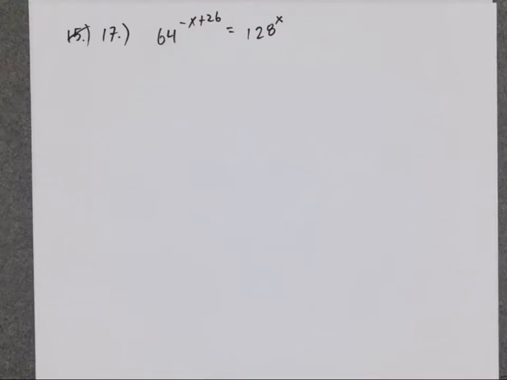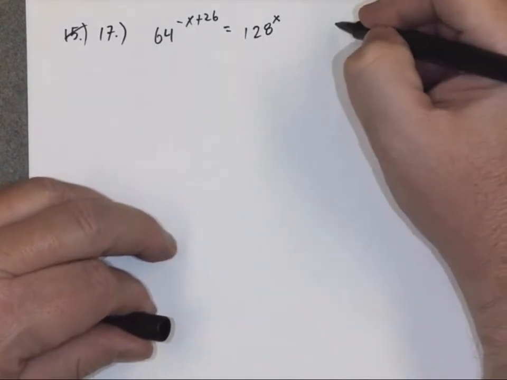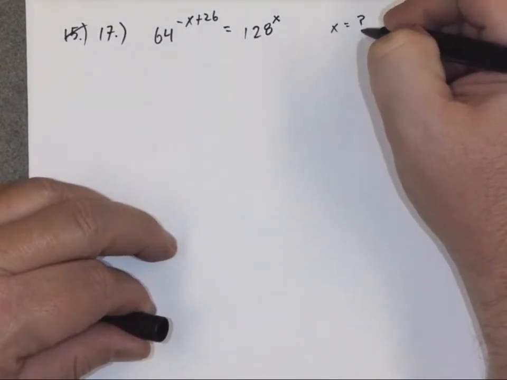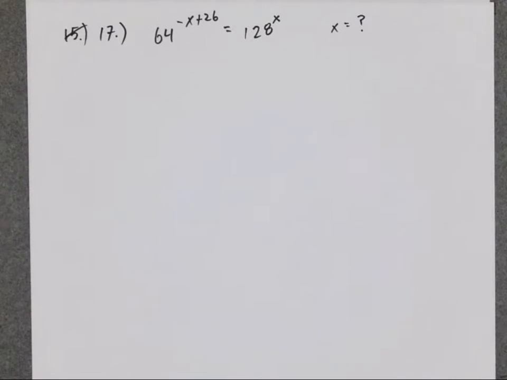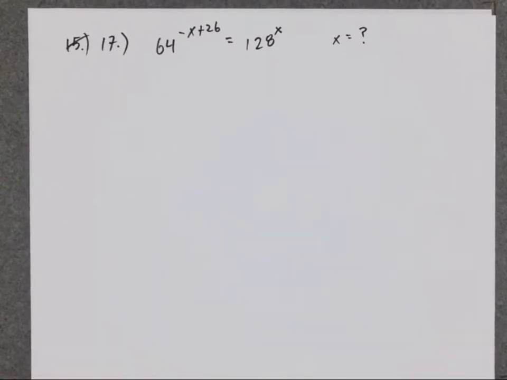Now we're ready for problem 17. As you can see, I've already written it here. And you can see they ask us to solve this equation, which means find the value for x that makes this equation true. And maybe there's even more than one answer.